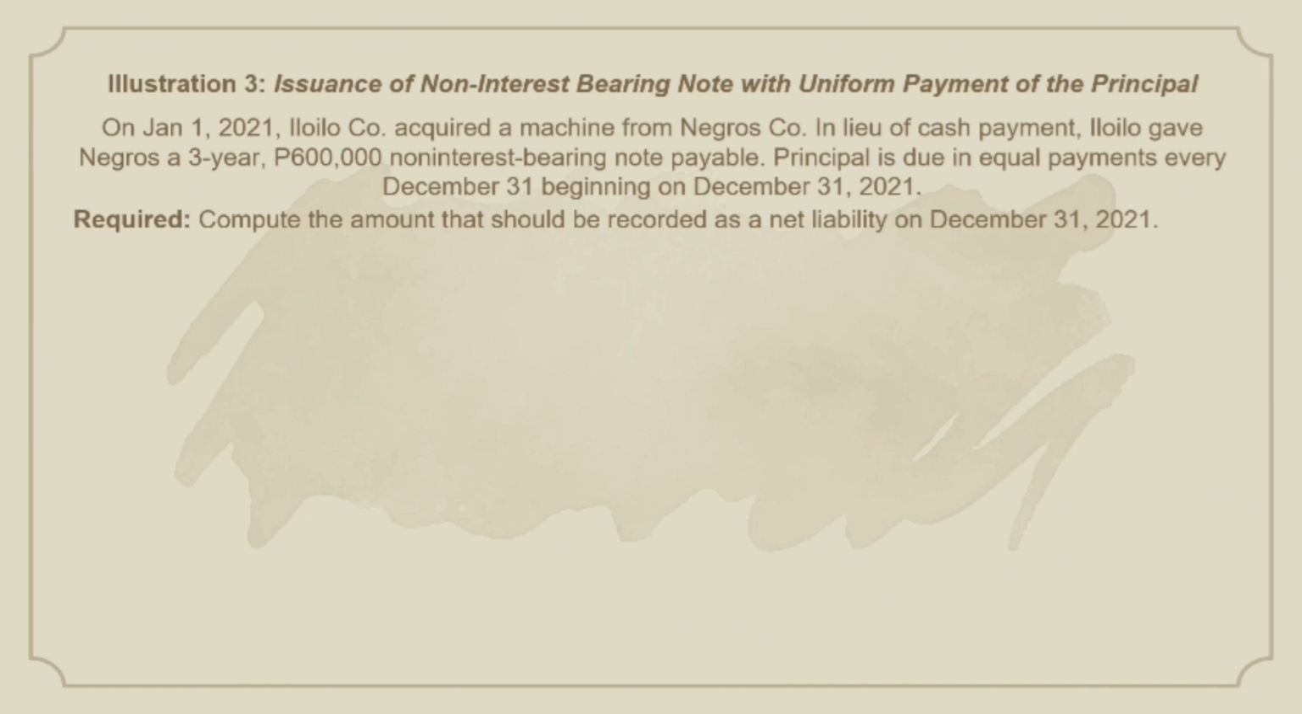Third illustration, we have the issuance of non-interest bearing note with uniform payment of the principal. On January 1, 2021, Iloilo Company acquired a machine from Negros Company. In lieu of cash payment, Iloilo gave Negros a 3-year 600,000 non-interest bearing note payable. Principal is due in equal payments every December 31, beginning on December 31, 2021. Required: compute the amount that should be recorded as a net liability on December 31, 2021.